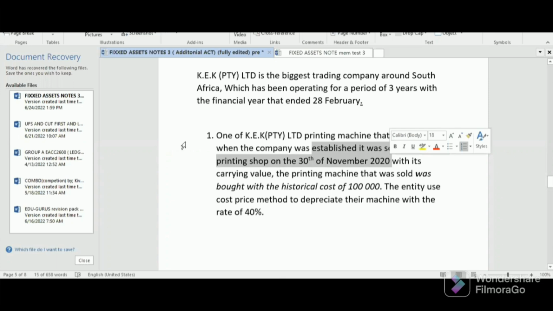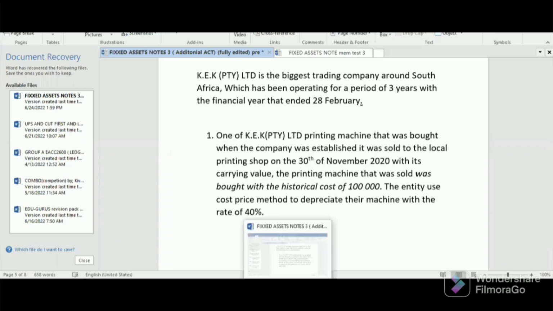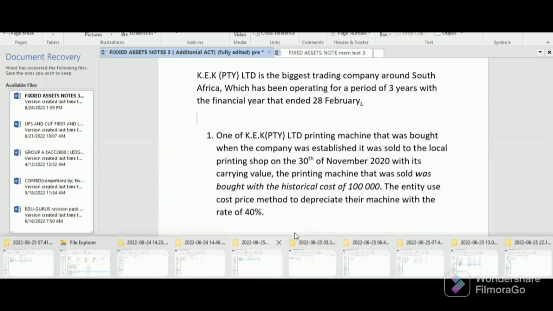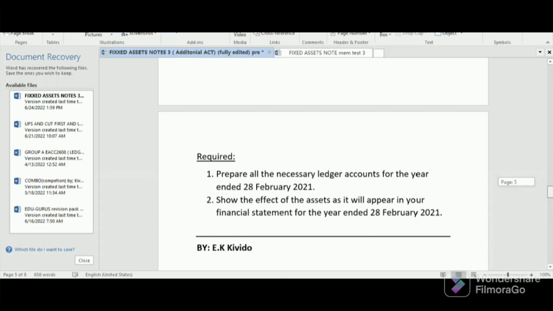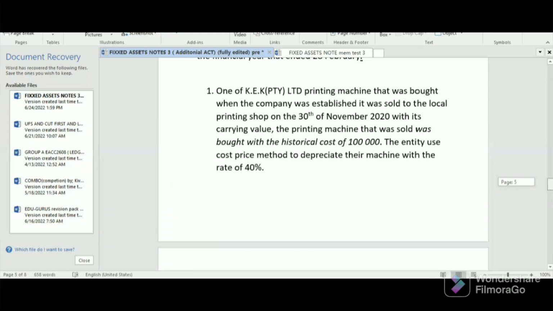Let us just cut it here. Remember, the major thing that we're supposed to focus on is where the asset was sold. I said to you guys, this is very important. These are the major things you are supposed to focus on when you are dealing with your disposal.